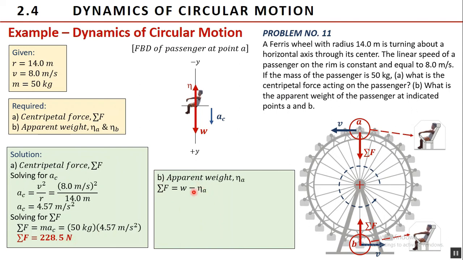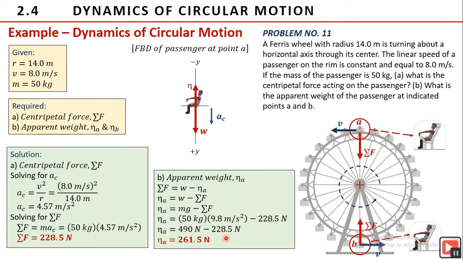Solving for the normal force, you transpose the negative of the normal force and the centripetal force. So normal force is equal to weight minus centripetal force. But weight is mass times gravitational acceleration. So 50 times 9.8 minus 228.5. The weight is 490 newtons minus 228.5. So the normal force at point A, or the apparent weight of the passenger at point A, is 261.5 newtons. We see that this apparent weight of the passenger, 261.5 newtons, is less than his actual weight, 490 newtons.